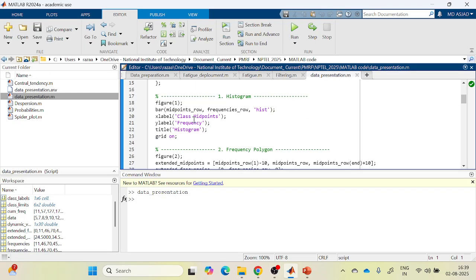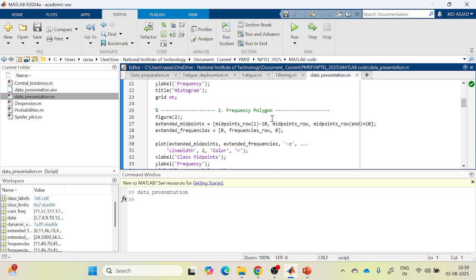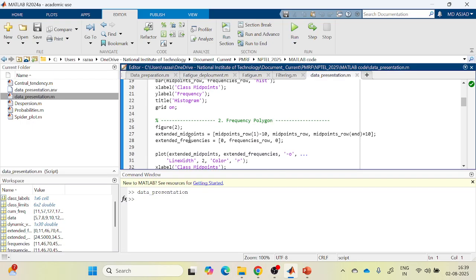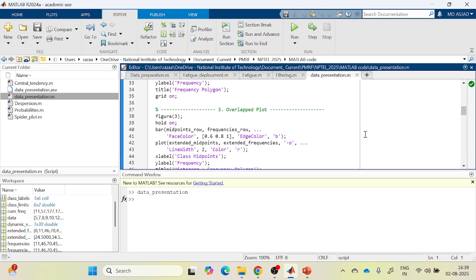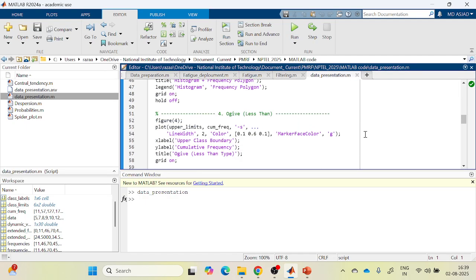Then to draw the frequency midpoint, then frequency rows, then for drawing the bar histogram. For the frequency polygon, we have to start from zero, so we go to the extended midpoint. It's going to start from zero, and the midpoint row at the end we are going to fix after 10. To draw the overlap plot, we draw the frequency polygon line and then the histogram. Then we have the OG plot.